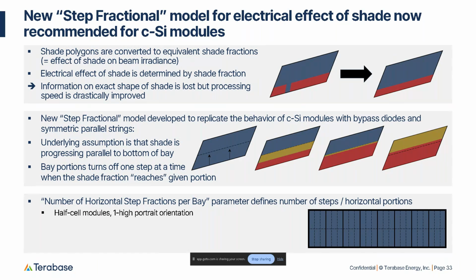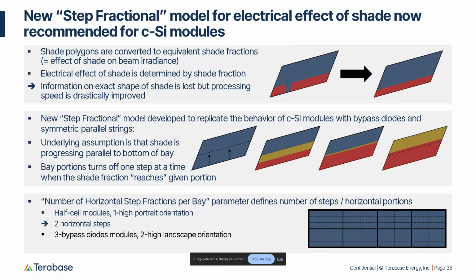So now the question is, how do you determine how many step fractions you should use for your system? Well, it depends on three things: your module technology, are you mounted in portrait or landscape, and how many high are you mounted? So in the case I was talking about, you have half-cell modules, one high portrait orientation. In that case, you use two horizontal step fractions, one for the bottom half of the module, one for the top half of the module.